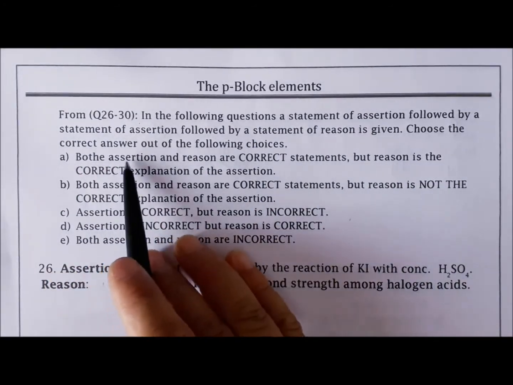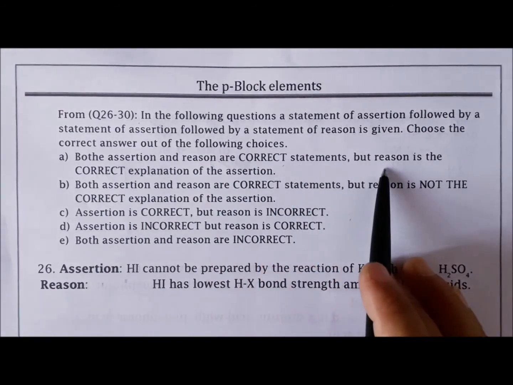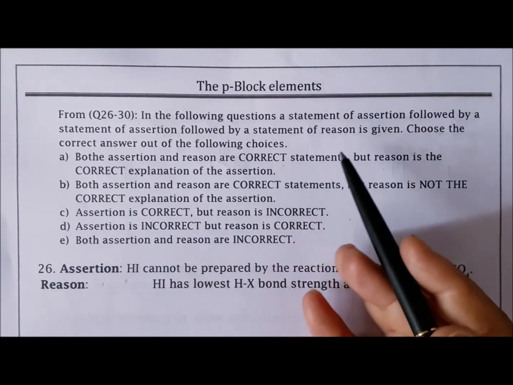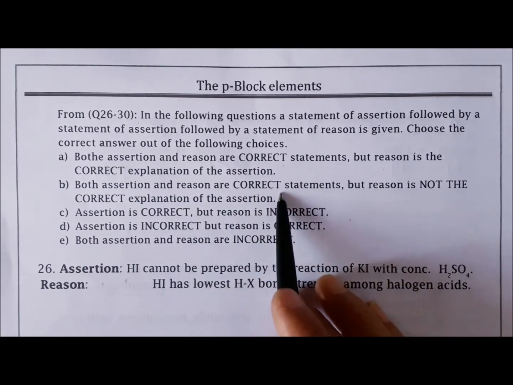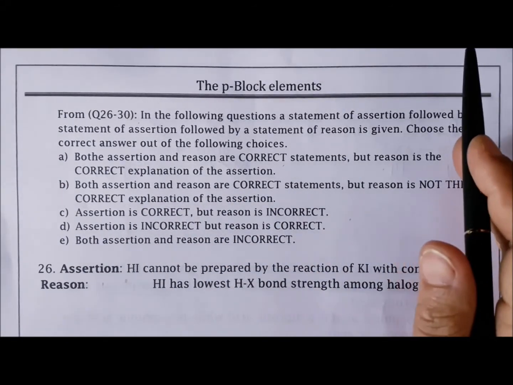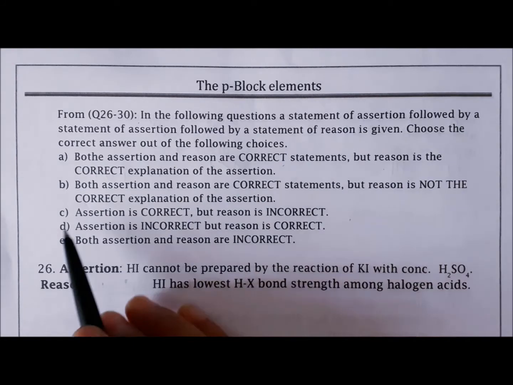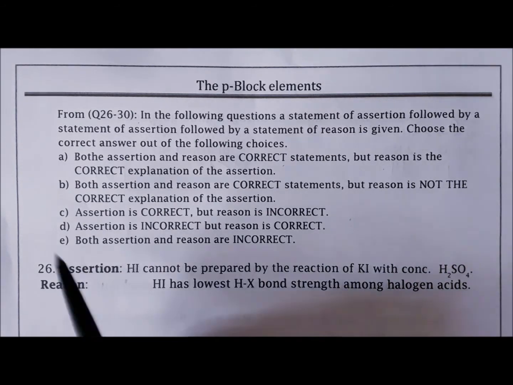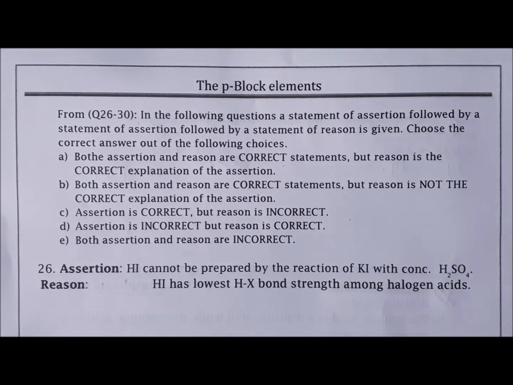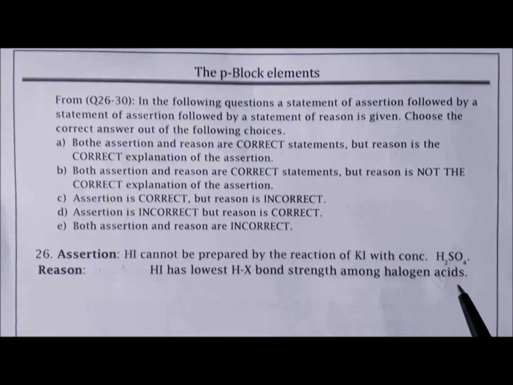Option A: both assertion and reason are correct, and the reason is the correct explanation of the assertion. Option B: both assertion and reason are correct, but the reason is not the correct explanation of the assertion. Option C: assertion correct, reason incorrect. Option D: assertion incorrect, but reason correct. And if both assertion and reason are incorrect, you need to choose option E. So we'll start with question number 26.